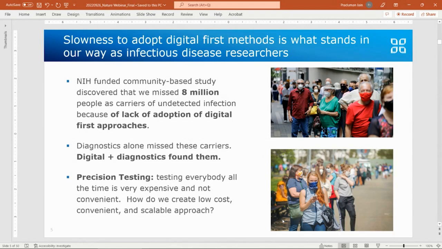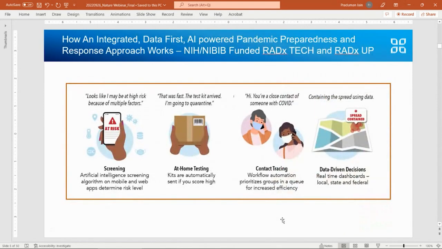And also moving towards precision testing. How do we create a low-cost, convenient, and scalable approach to testing? As you can see from the images on the right, we all have experienced this, and we don't want to be doing this in the future. So, how can we make it convenient and at-home testing a lot easier and more accurate? This is an approach for achieving a precision testing method. So this is an integrated, data-first, AI-powered, lots of buzzwords here.